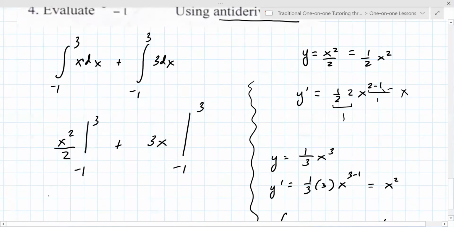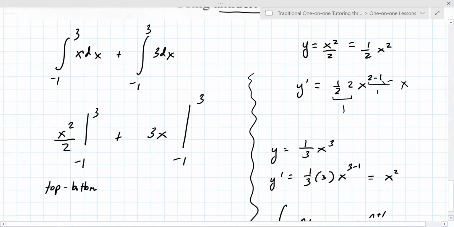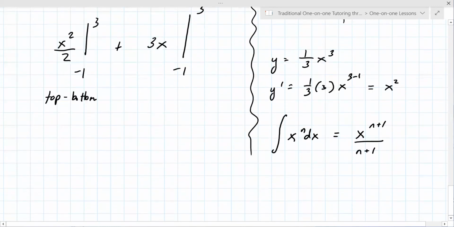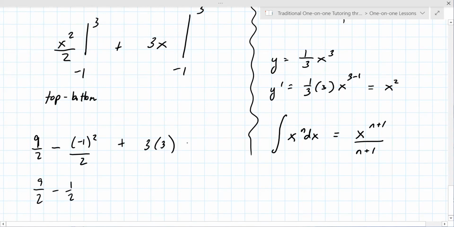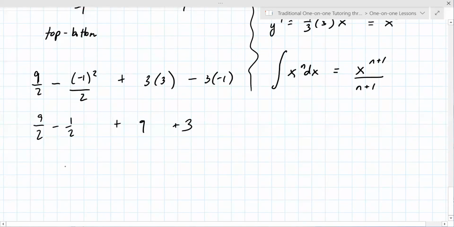It's always top minus bottom. Yeah, so it's just 3 squared, so that's 9 over 2, minus 1/2, plus 3 times 3, 9, minus 3, so 6. Oh, plus 3, so 12. Yes, so plus 3. So this is 4 plus 9 plus 3, which is 16.